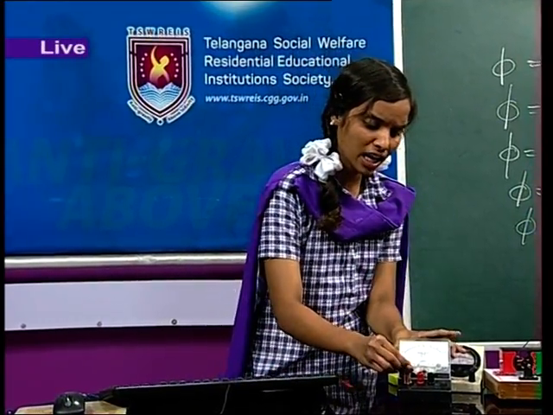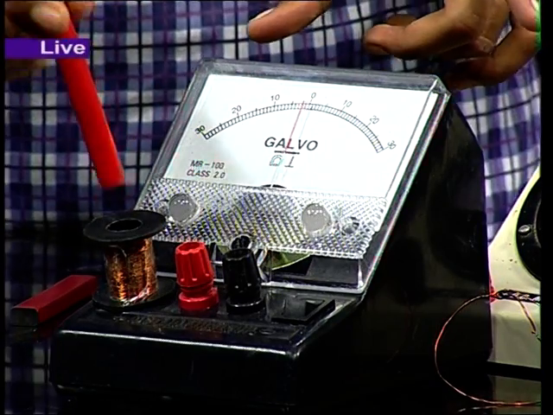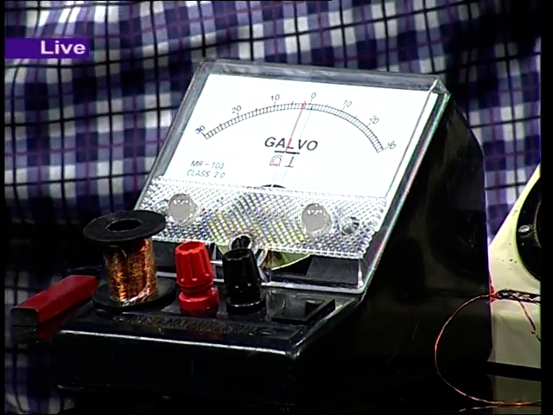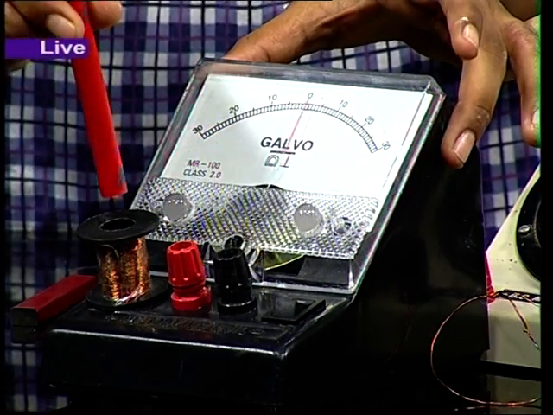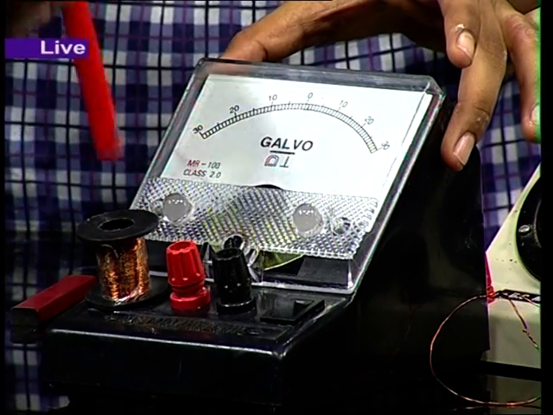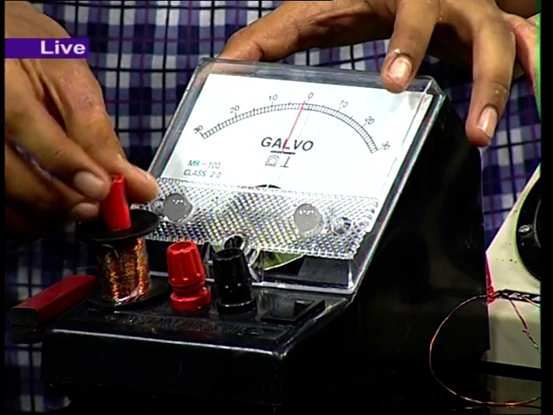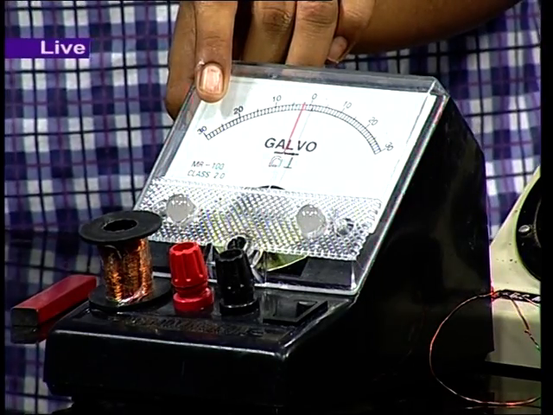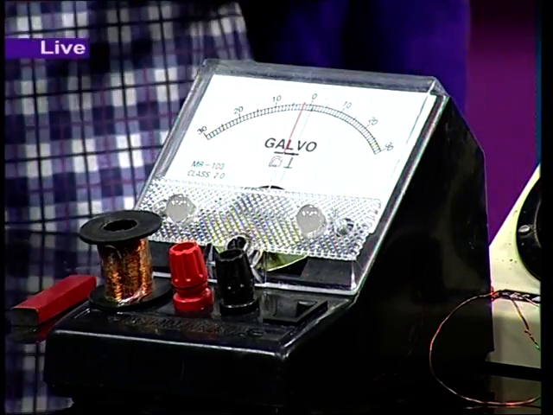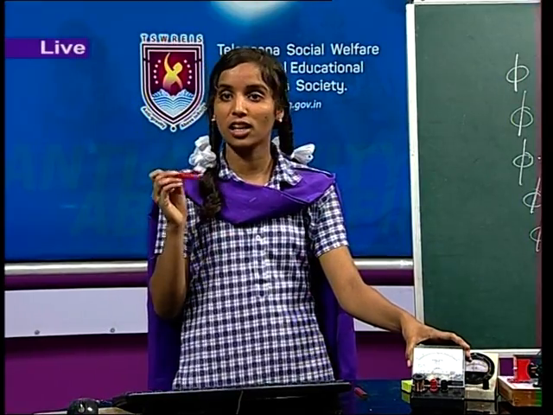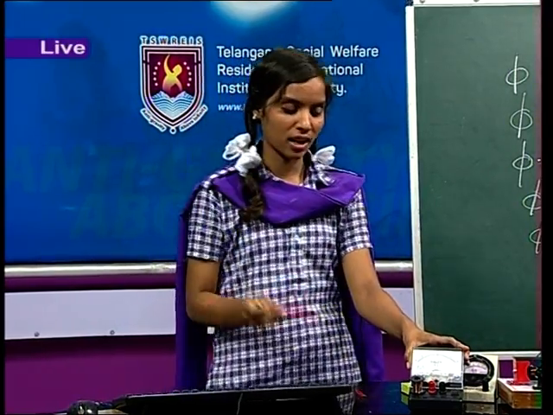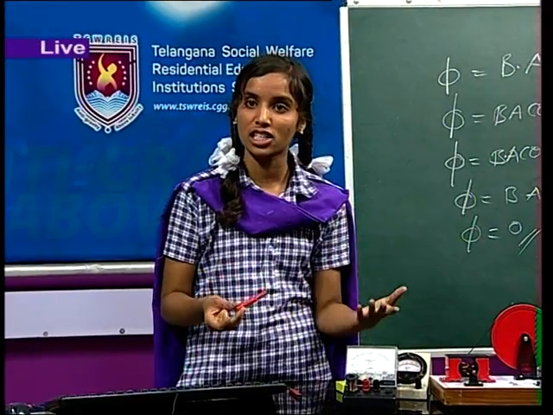So again, before, I inserted the north pole and removed the north pole of the bar magnet. See, while I am inserting, just observe the direction of the needle. While I am inserting, the direction is towards the right, and while I am removing, the direction is towards the left. So here the direction of the deflection in this galvanometer indicates the direction of the induced current. Now, can you say in which direction the current is being induced?